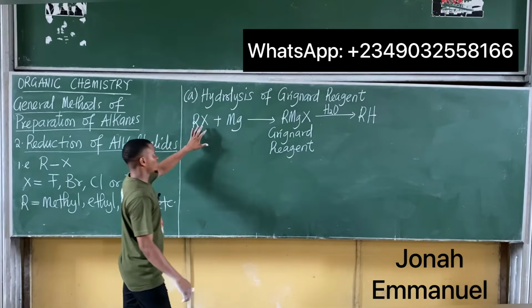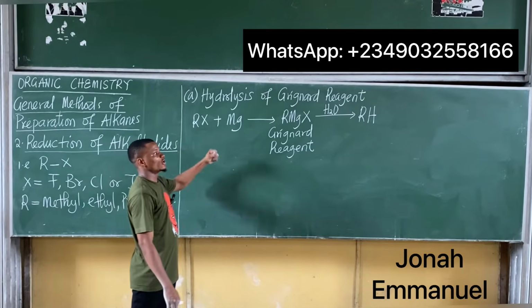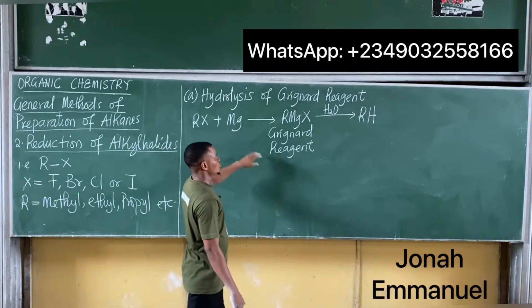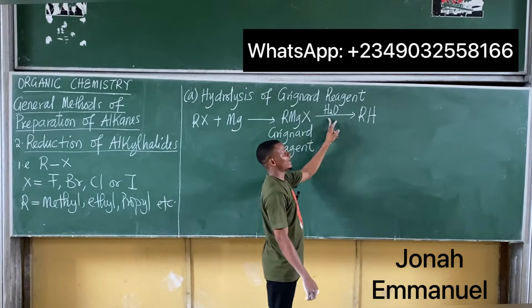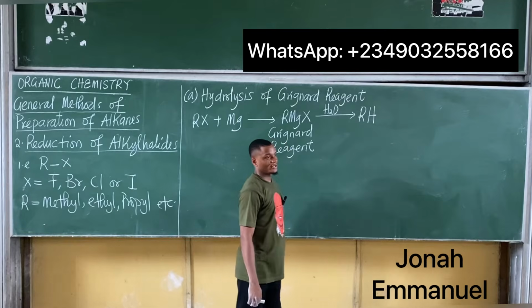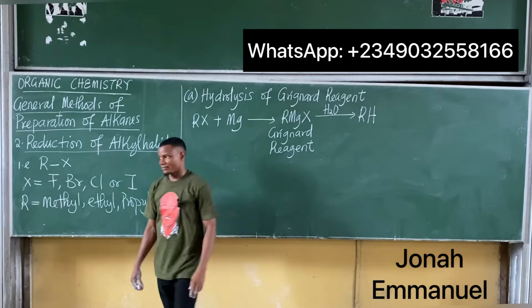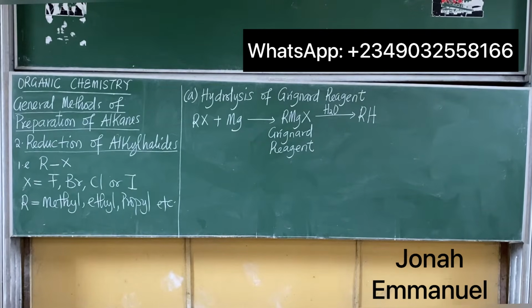So you have this: the alkyl halide combines with magnesium to give you a Grignard reagent, which passes through water to give you an alkane. Example.